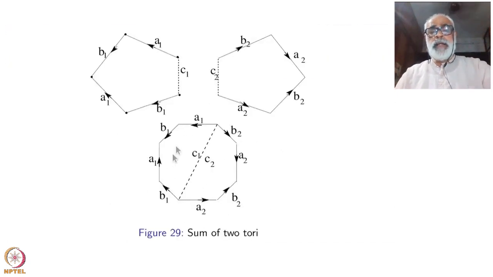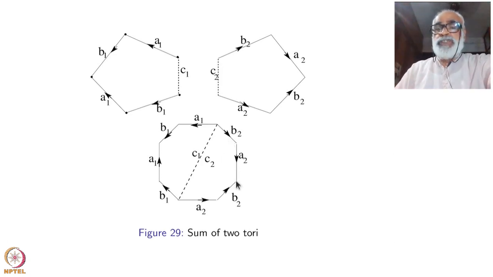Then realign the whole thing. Okay, this dotted thing here is C1, C2, one identified with the other. The rest of them is A1, B1, A1 inverse, B1 inverse, A2, B2, A2 inverse, B2 inverse. This is the scheme for, remember, in the old theorem, this is the connected sum of two, polygon in the list 2 with g equal to 2 here, right?